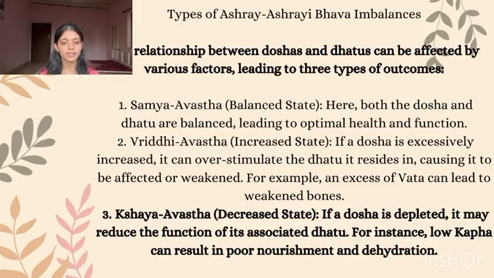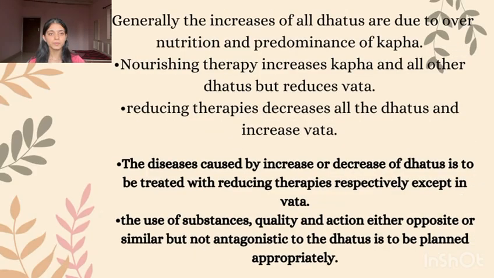Third is kshaya avastha, that is the decreased state. If a dosha is depleted, it may reduce the functions of its associated dhatu. For instance, low kapha can result in poor nourishment and dehydration. Generally, increase of all dhatus is due to overnourishment and predominance of kapha. Nourishing therapies increase kapha and all other dhatus, but reduce vata. Reducing therapies decrease all dhatus, but increase vata.